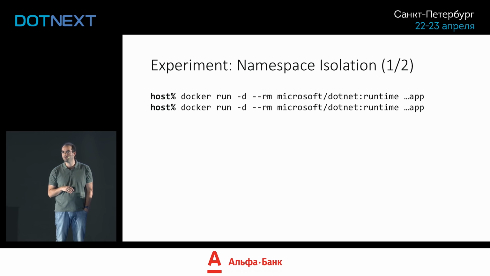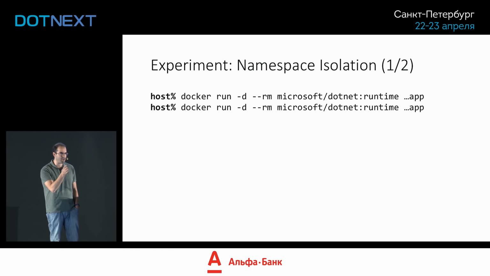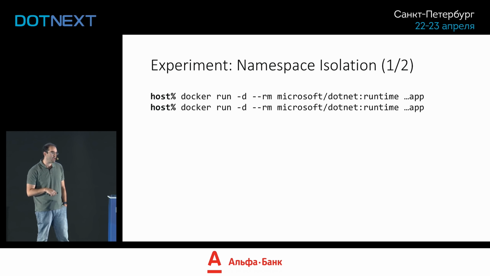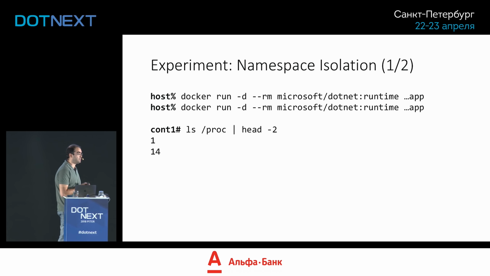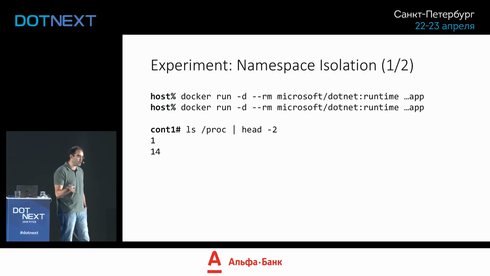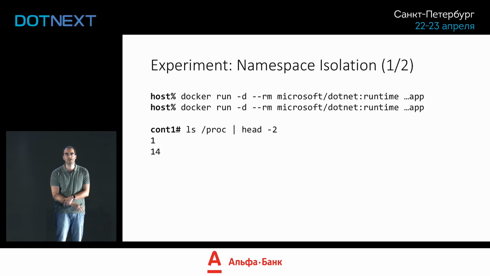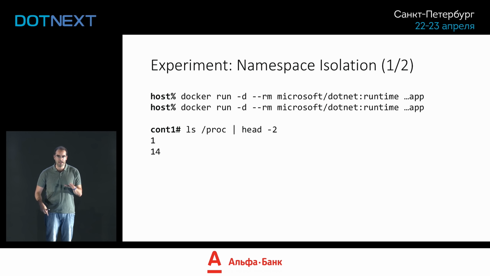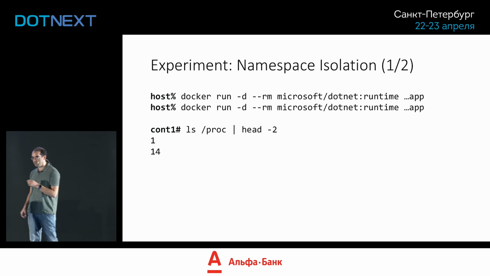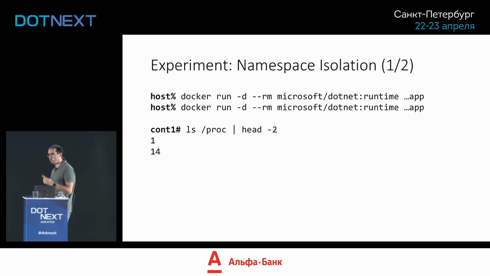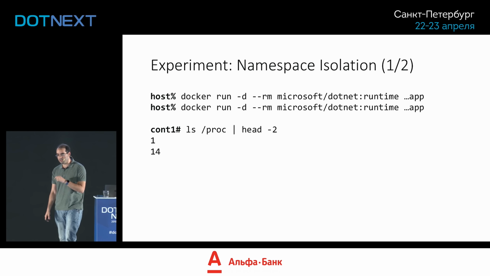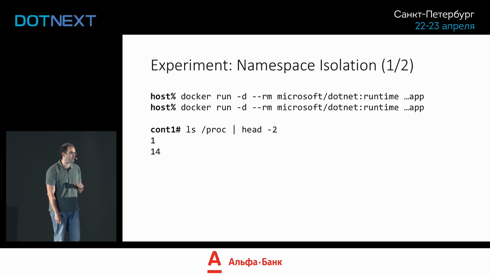So suppose you run two containers with the same application, doesn't really matter, and then you get a shell in both containers, and you ask which processes are running. Now, there's a reason I'm not using ps, which is the Linux command for listing processes. I'll show you later why. But instead, I just go to the proc file system, and I list the first two entries. So these are the process IDs, process ID 1 and process ID 14. These are the process IDs for the first container.